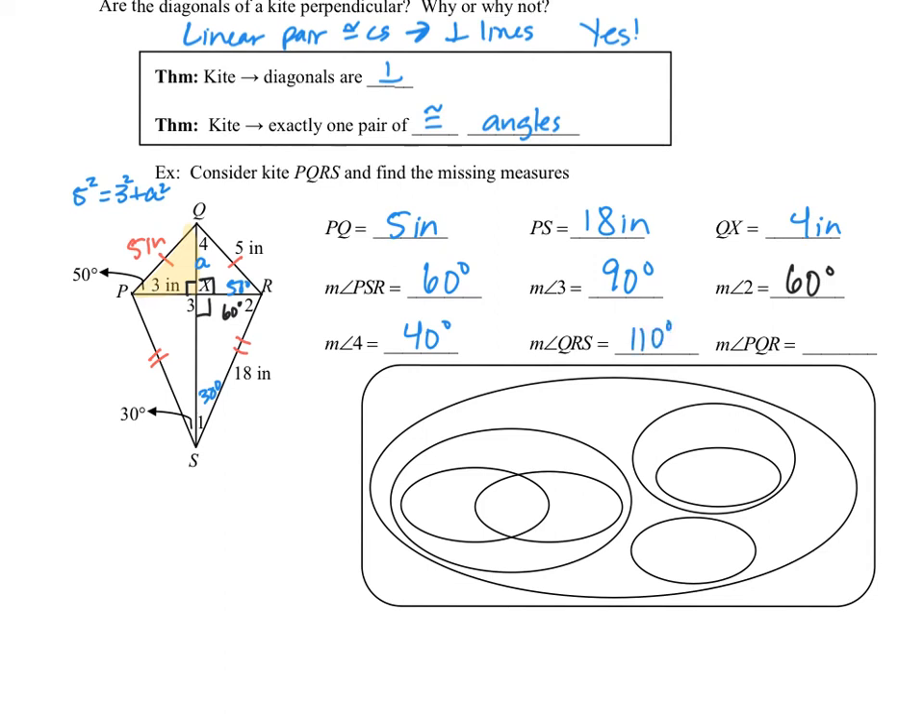And then last but not least, let's find the measure of angle PQR. So PQR, remember we found that angle 4 a little bit ago was 40 degrees. So let me label that. So this is a 40-degree angle, okay? And we could show that these two triangles are congruent. So these corresponding angles would be congruent. So angle PQR would be 40 plus 40, which is 80 degrees.